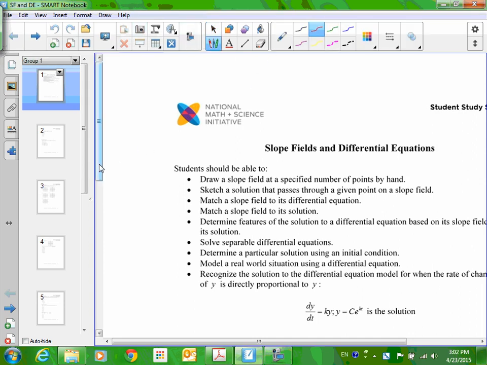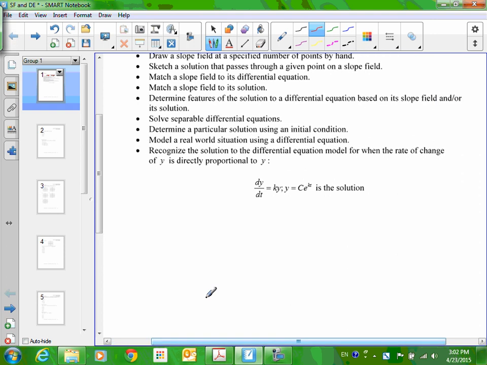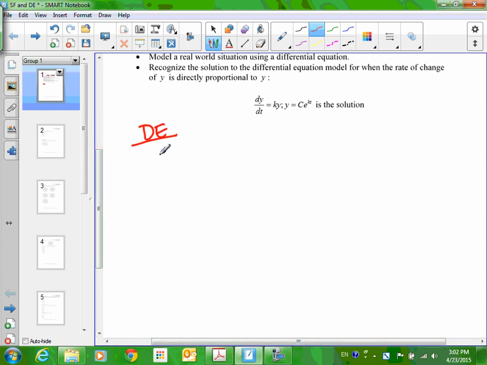So for slope fields, you guys are going to remember that better. We kind of just reviewed that. Differential equations you're not going to remember as well. So what I want to talk about is there are 5 main steps to solving a differential equation.